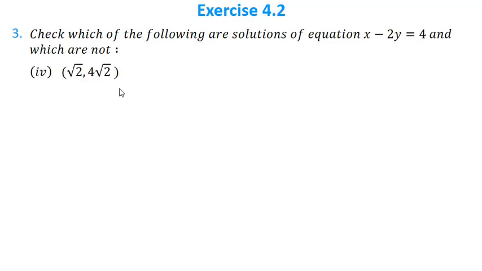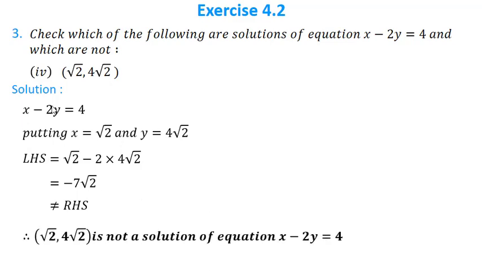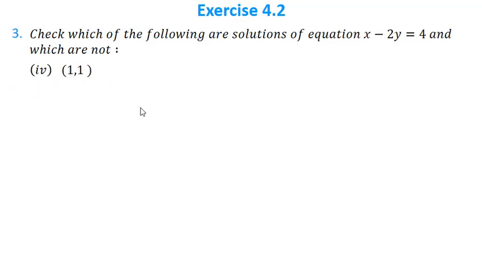Fourth problem is root 2 comma 4 root 2. Now x minus 2y is 4, this is given equation. I will put x as root 2 and y as 4 root 2. Our left hand side will become root 2 minus 2 into 4 root 2. That gives me root 2 minus 8 root 2, that is minus 7 root 2. This is not equal to right hand side. So I will say that root 2 comma 4 root 2 is not a solution of equation x minus 2y equal to 4. Fifth problem 1 comma 1. This problem also you can try yourself.